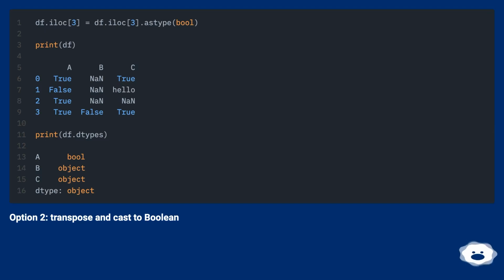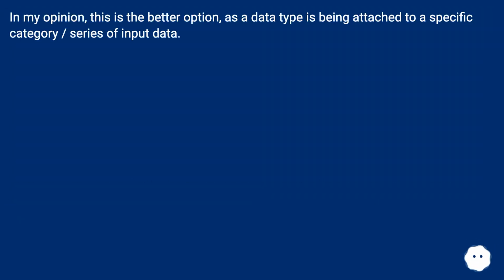Option 2, transpose and cast to Boolean. In my opinion, this is the better option, as a data type is being attached to a specific category, series of input data.